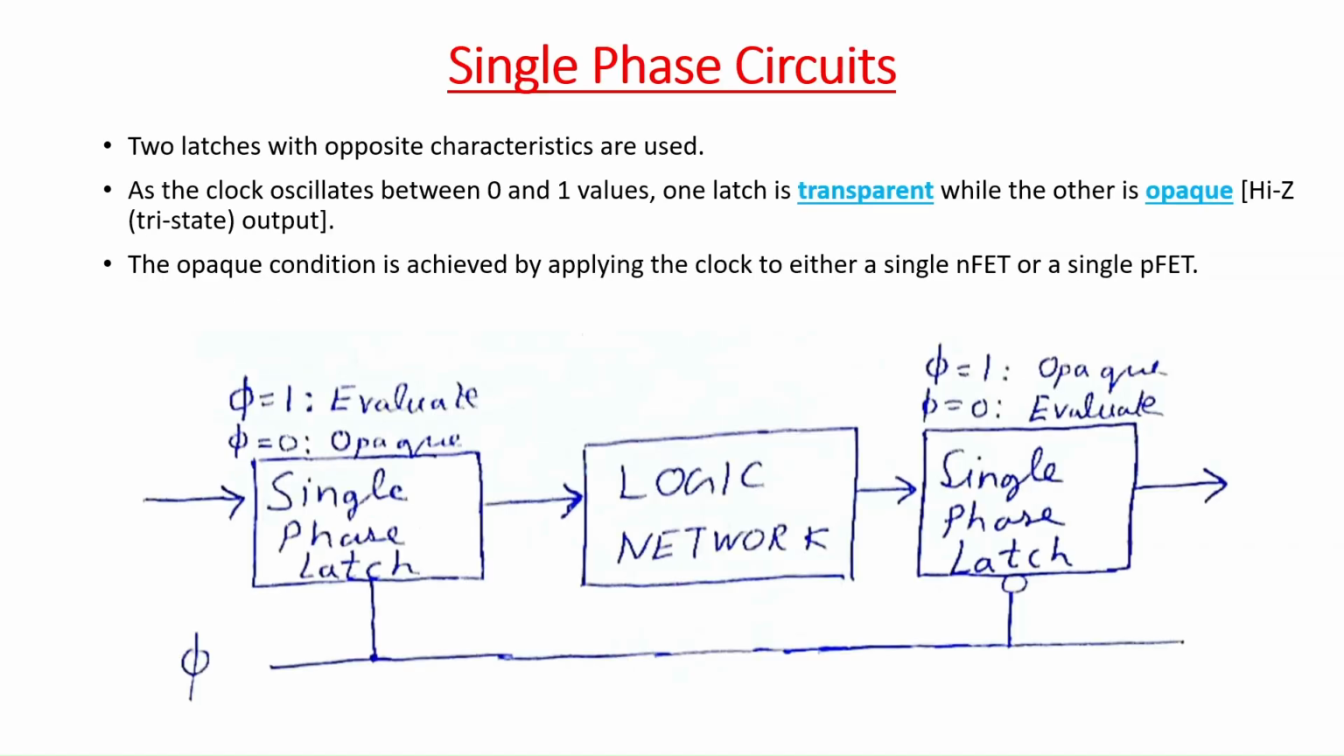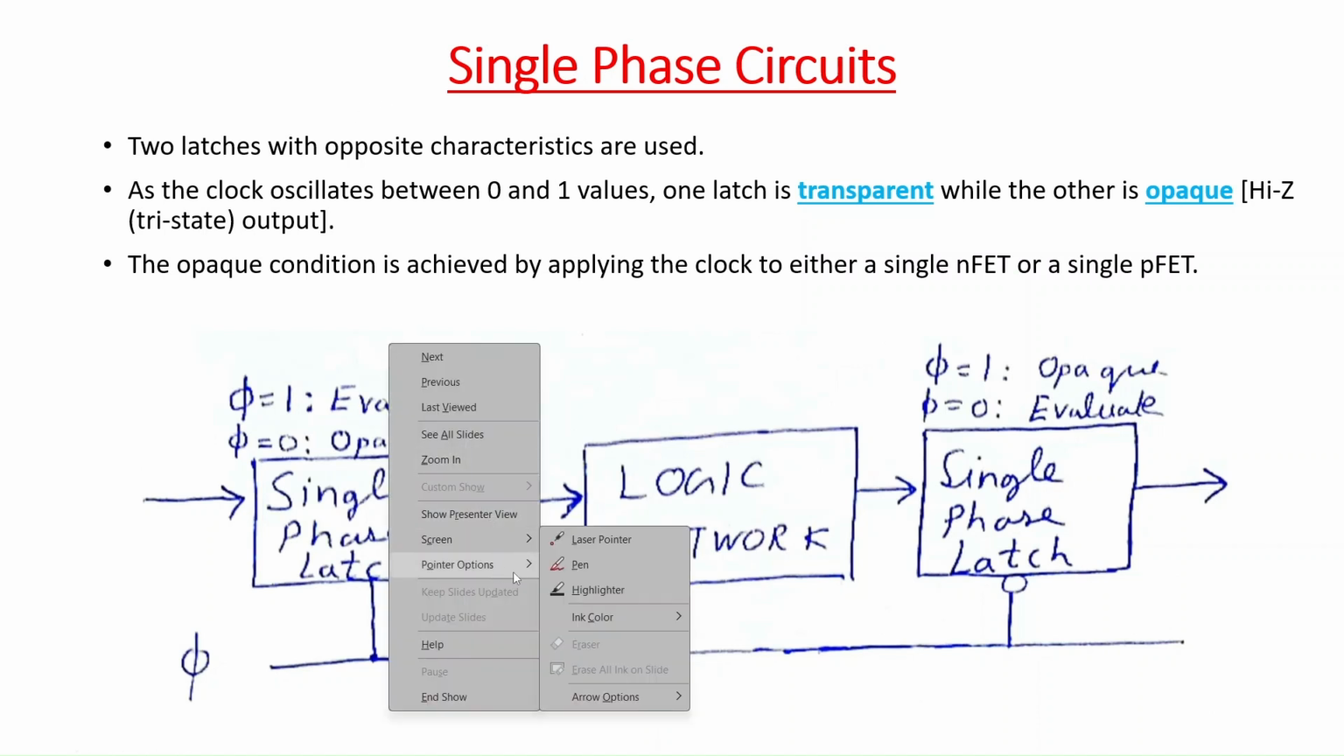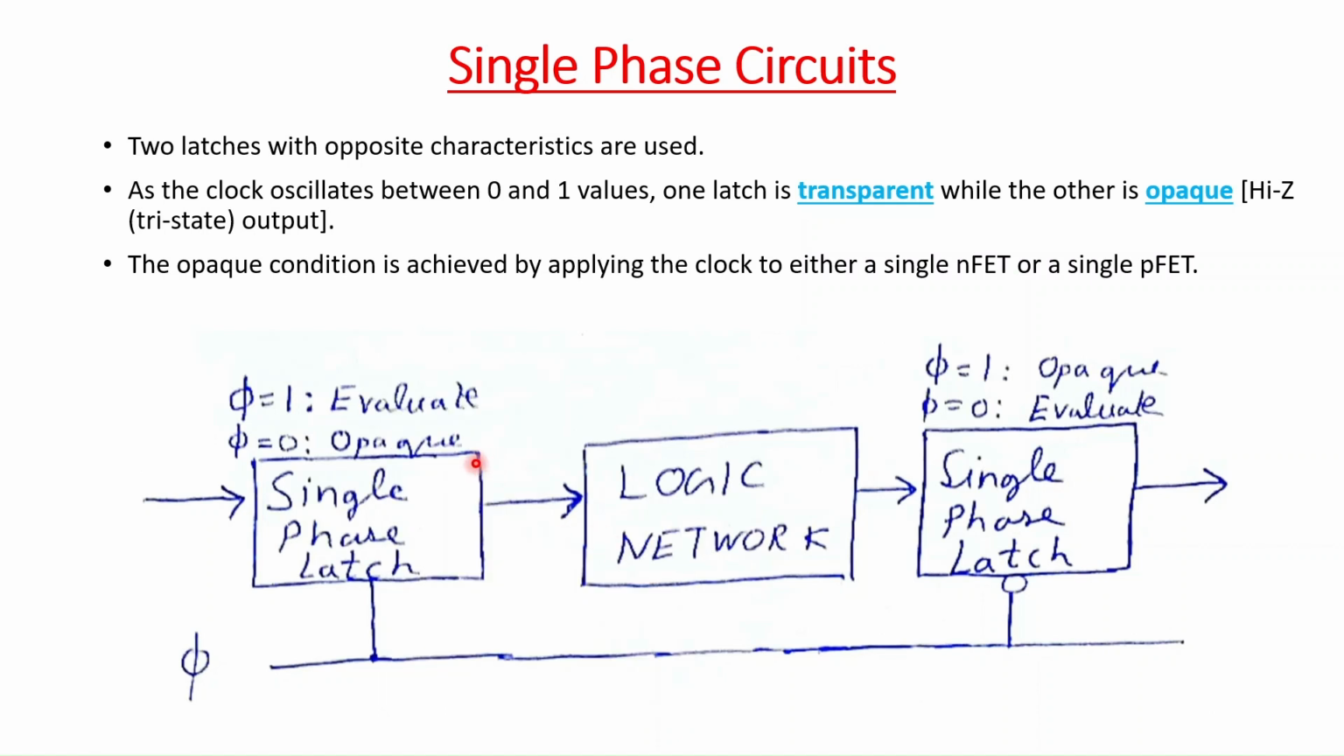So in single phase circuits, we use two latches with opposite characteristics. This is the first latch and this is the second latch, and they have opposite characteristics. When phi equal to 1, this latch is in evaluate mode, and when phi equal to 0, it is in opaque mode, whereas exactly the opposite happens to this latch. So one latch is transparent while the other is opaque at any clock value.